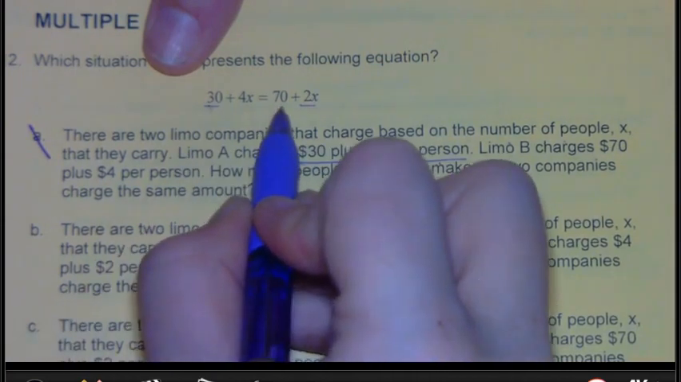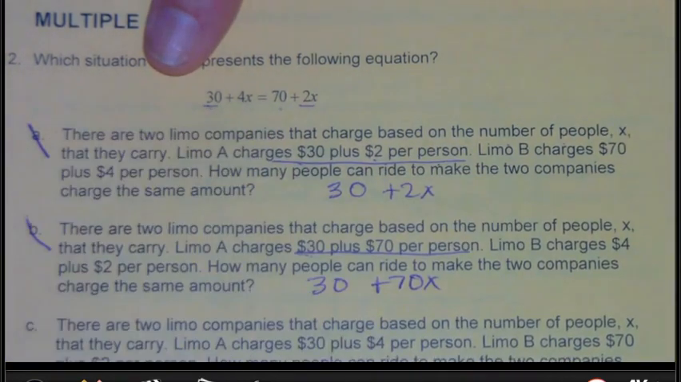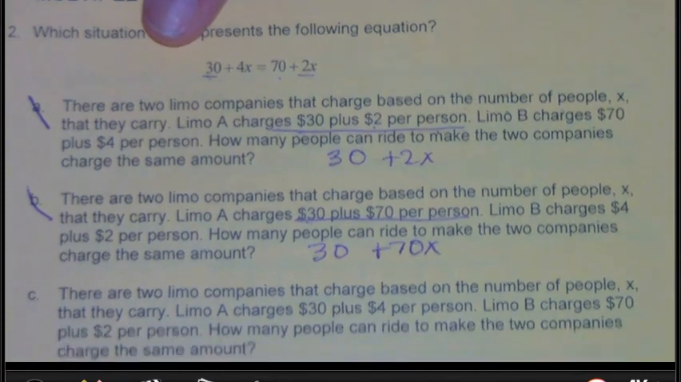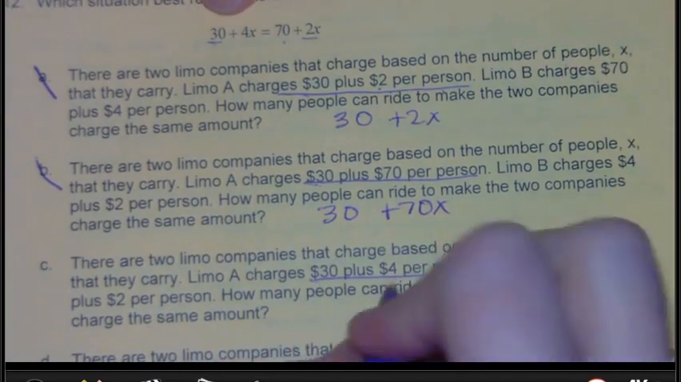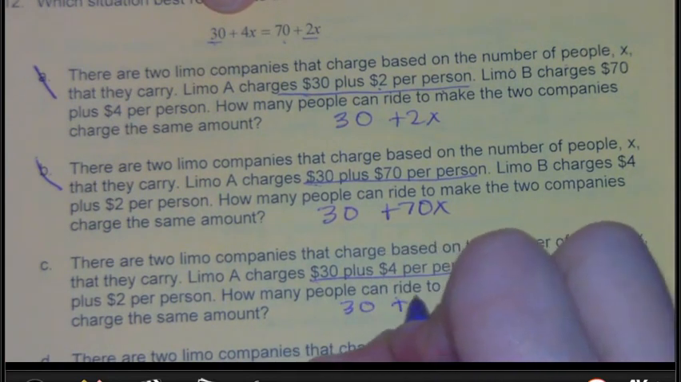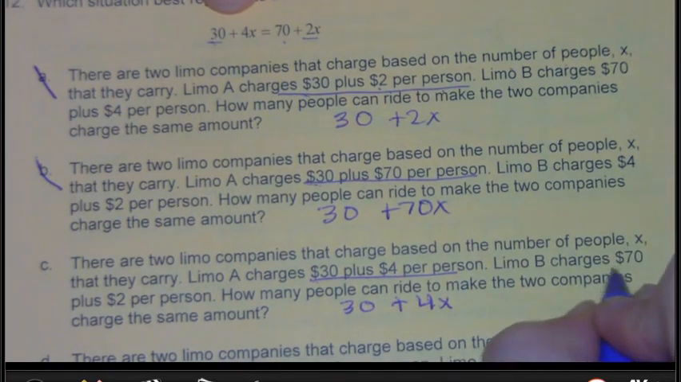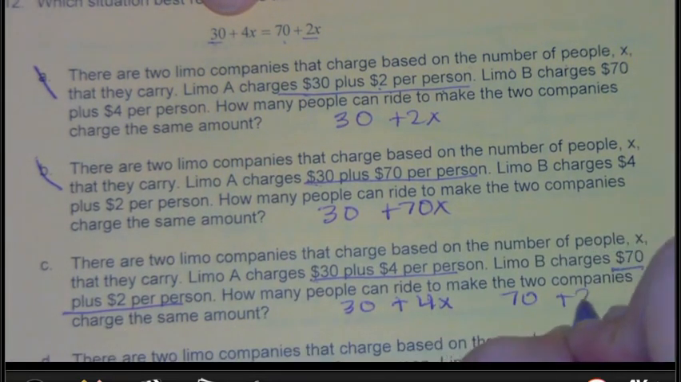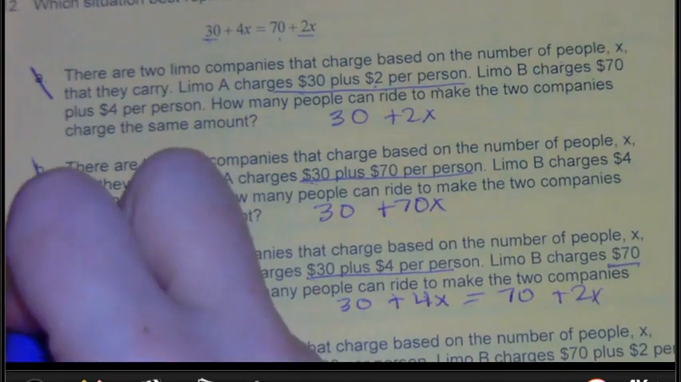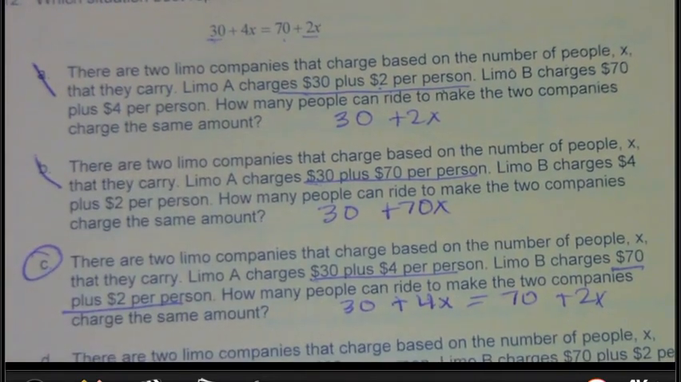I got 30 and I got 70, and both of them do not have an X on either one. So B is gone. I have 2 limo companies, same thing, 30 plus 4X. Okay, so it looks like I'm going in the right direction. So 30 plus 4X. Limo B charges 70 plus $2 per person. So 70 plus 2X. And it looks like C is going to be our right answer.